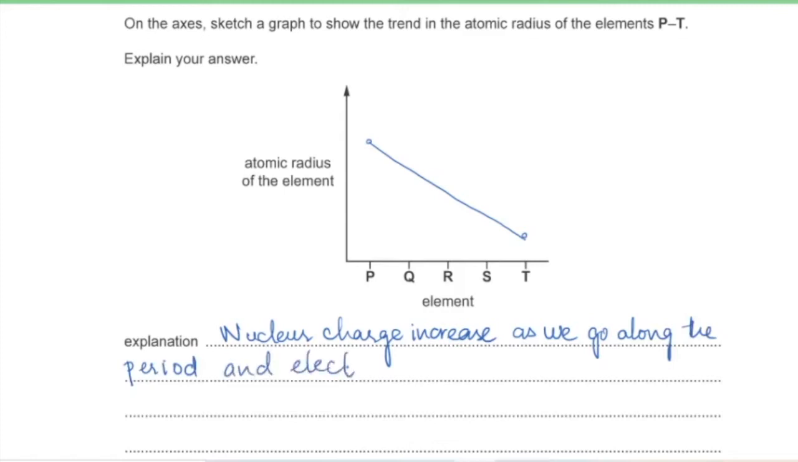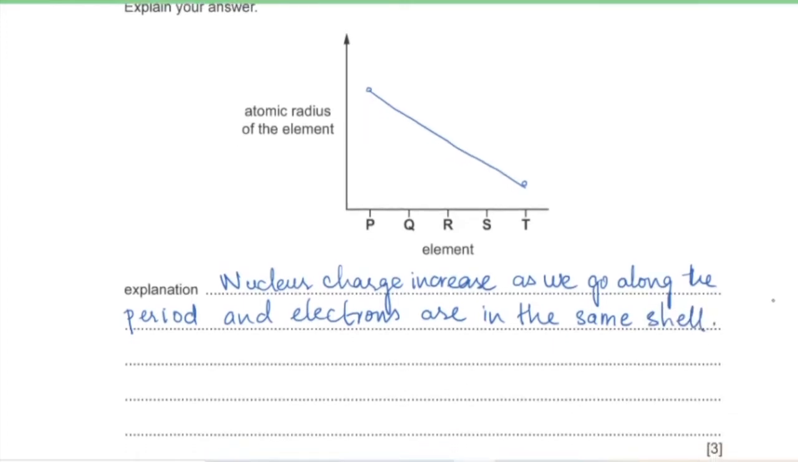And electrons are in the same shell. Each added electron along a period is going to be added to the same shell. And the more the number of electrons, the greater the amount of attraction between nucleus and electrons.